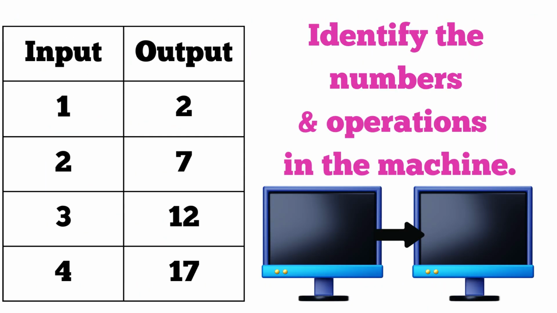For this question, identify the numbers and operations in the input-output machine. Here's the table. Your input starts at the number 1 and increases by 1 each time up to the number 4. Your output starts at the number 2 and increases by 5 each time up to the number 17. Use the clues there. Pause the video and try to figure out the pattern rule.